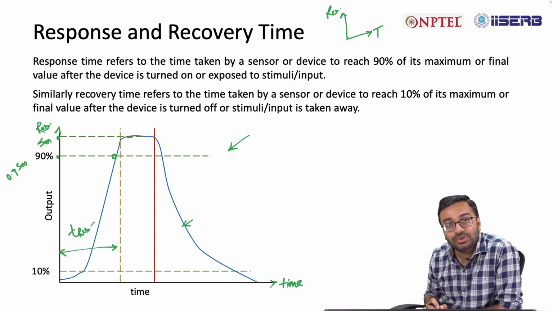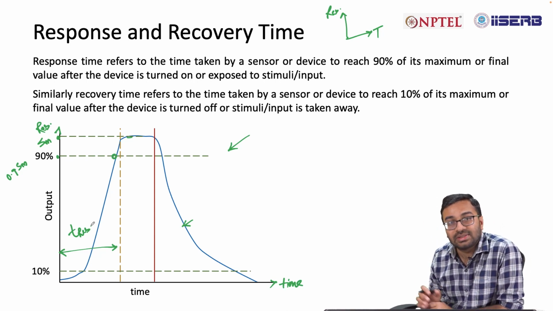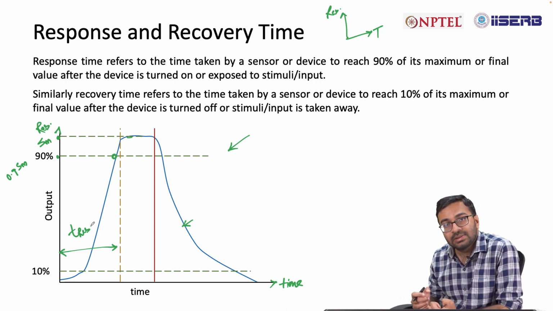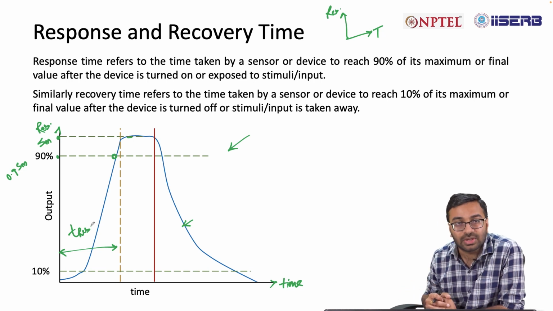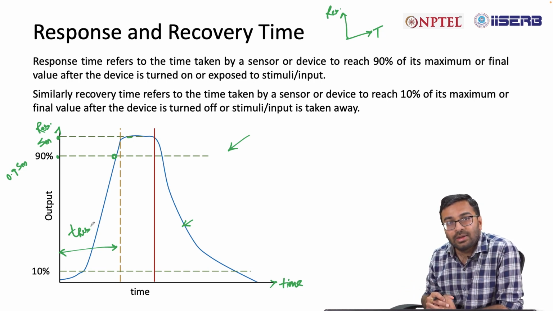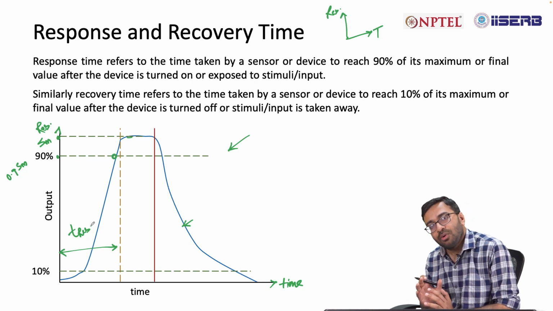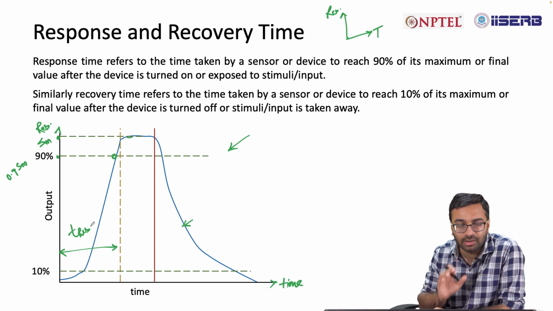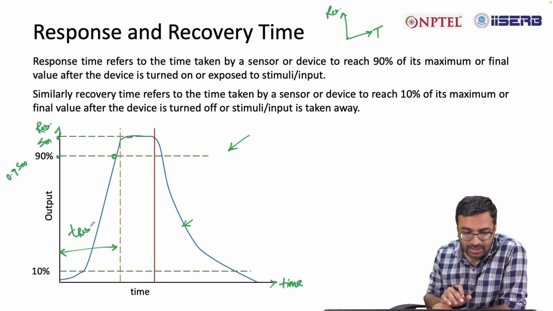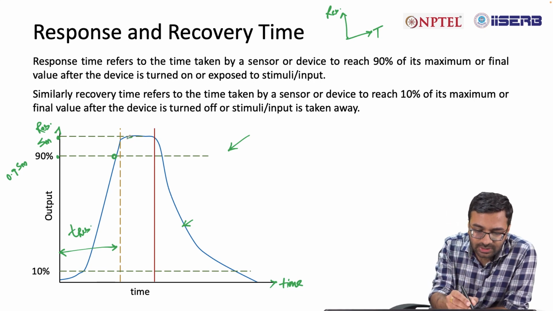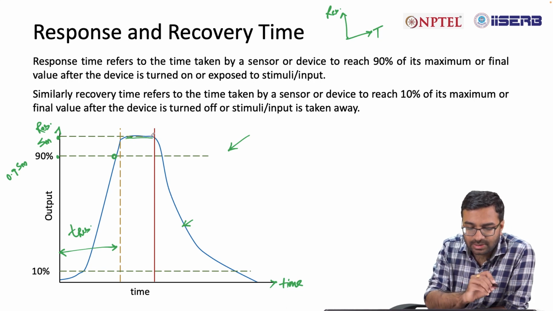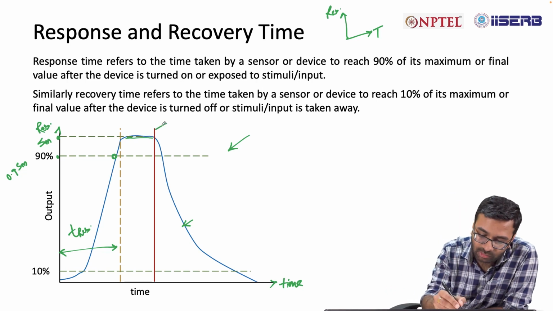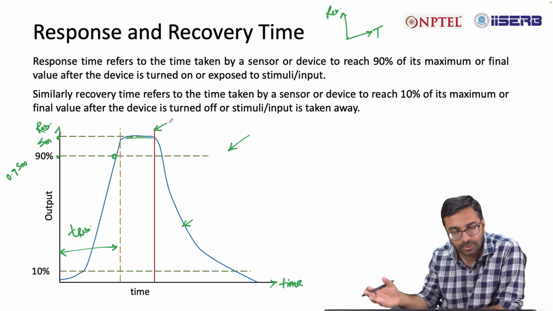So, if your response time is higher, the sensor is performing slower. Ideally, what we need is a very small response time, so that we can detect a certain stimulus in a very short duration. Then similarly, once the response reaches its maximum value, it saturates, and then you remove the stimulus. This is the point where you have taken your stimulus out.